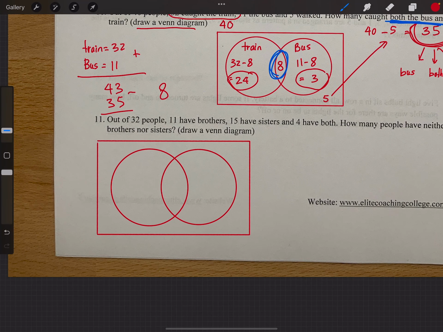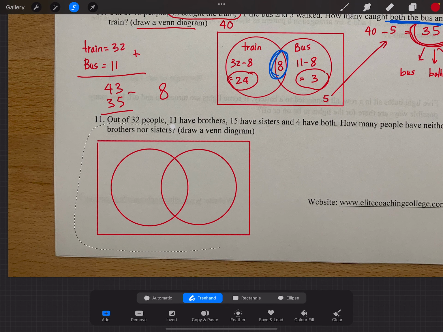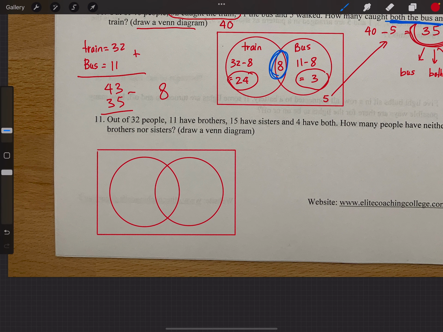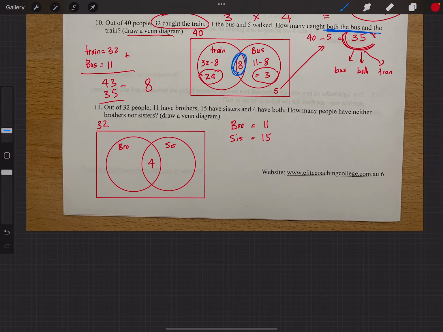Okay, now we have 32 people altogether. Wait, let me just do that again. So 32 people, 11 have brothers, and some people have sisters. So brothers equals 11, sisters equals 15, and 4 have both. Okay, how many people have neither brother nor sister?